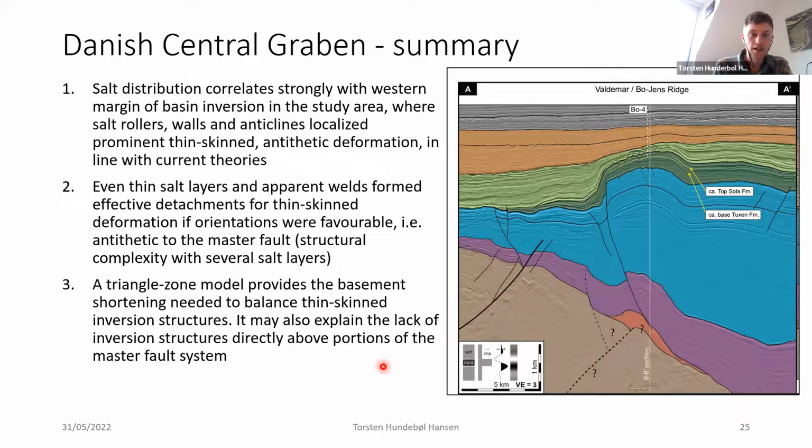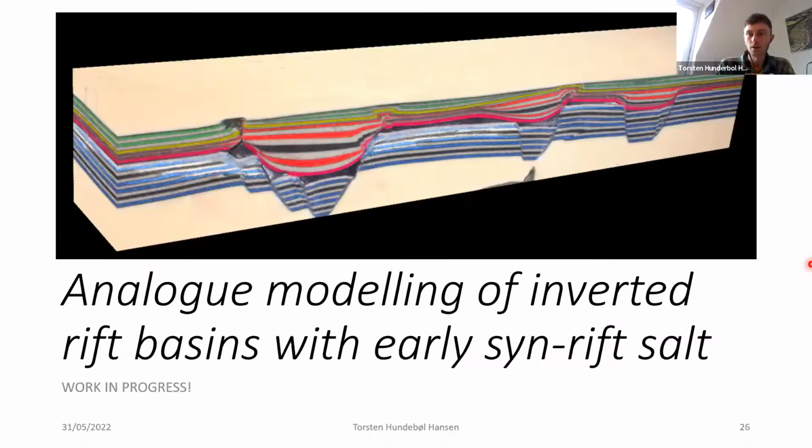And lastly, a triangle zone in Stewart provides at least one explanation of where we might balance extension and shortening related to thin-skinned structures in the basement below the salt. Okay, I'm using a lot of time on that, but now comes something not completely different.